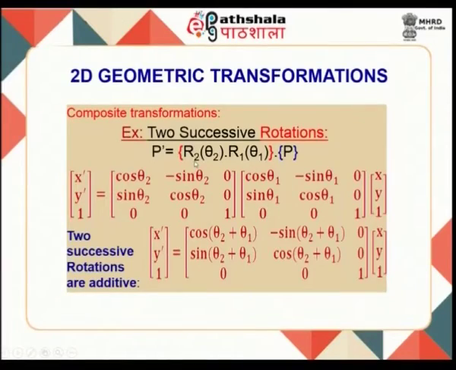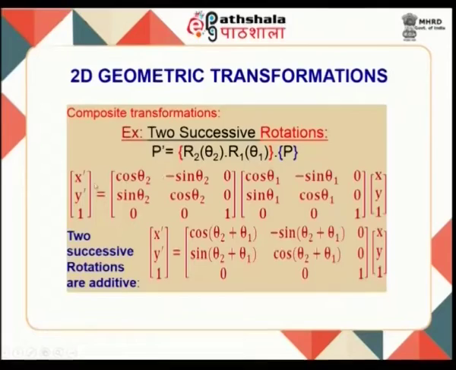Coming to two successive rotations, imagine you are performing a rotation on an object first and then applying another rotation on the resultant object. That is, first it is rotated and then again it is rotated by some other angle. Let theta 1 be the rotation angle for the first rotation, and let theta 2 be the rotation angle for the consecutive second rotation. Assuming all these rotations are positive, that is counterclockwise, as we know very well, counterclockwise rotations are positive and clockwise rotations are negative.